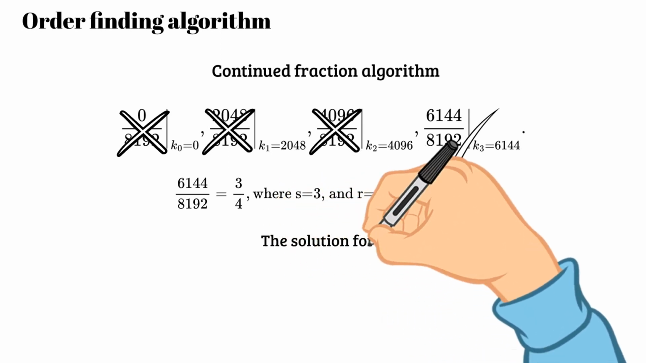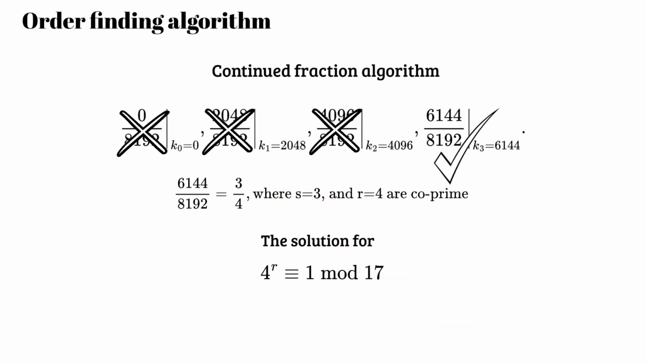So the final solution to our discrete logarithm problem is R equals 4, which is exactly the same value we obtained when measuring only the first register. As we've just seen from our example, Shor's quantum order-finding algorithm can efficiently solve the one-dimensional discrete logarithm problem.